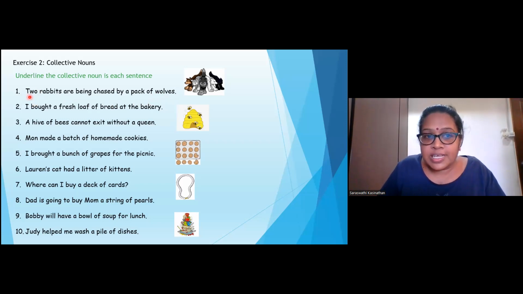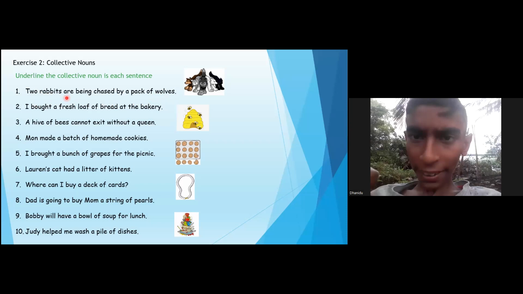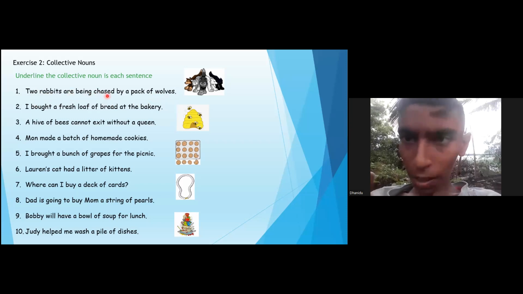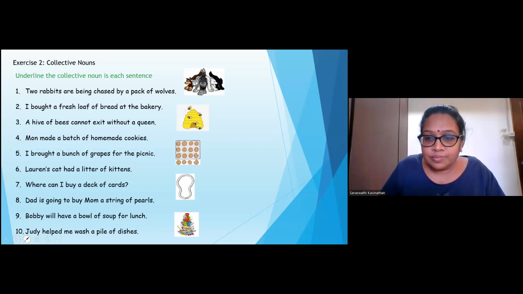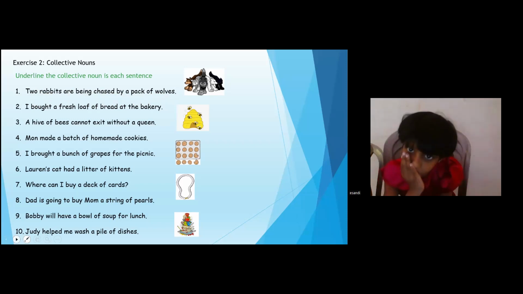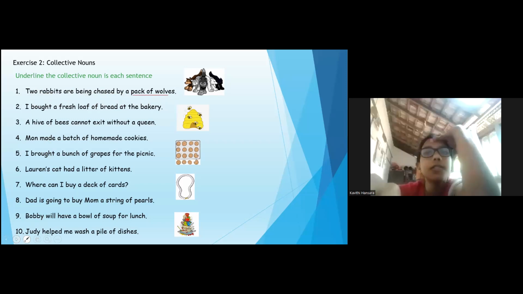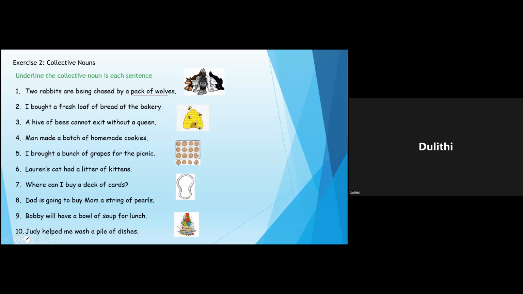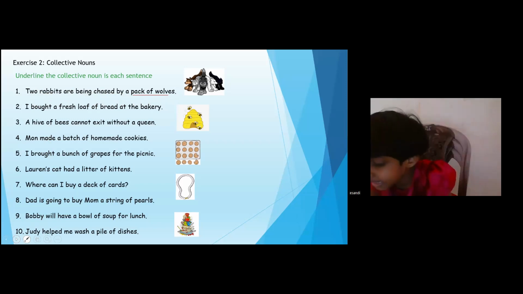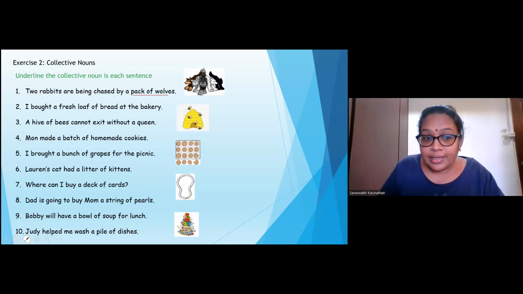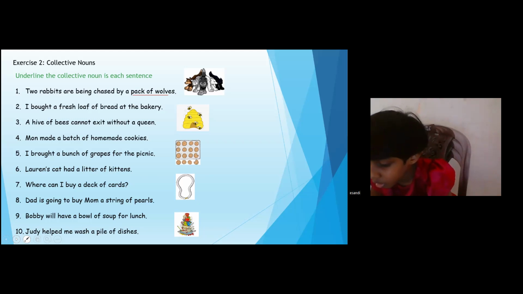Can anybody read the first sentence? Two rabbits are being chased by a pack of wolves. So, what is the collective noun? Pack of wolves. Good. Okay, so you are going to mark yourself. Once I show you the answer, you have to tell me whether you are right. Okay? Can you read number 2, please?